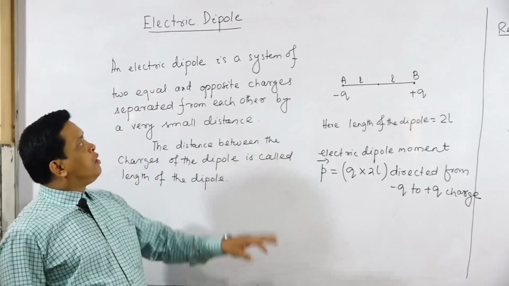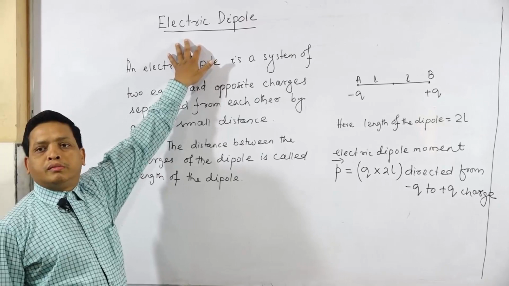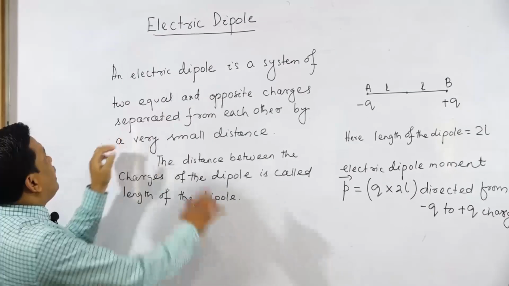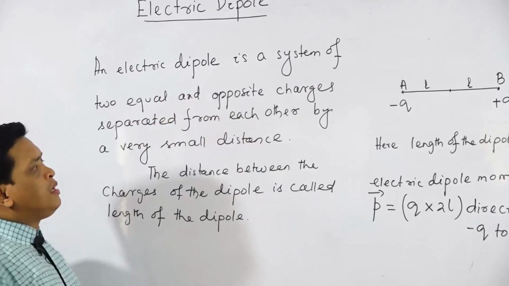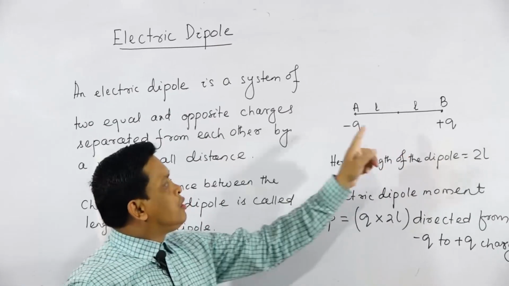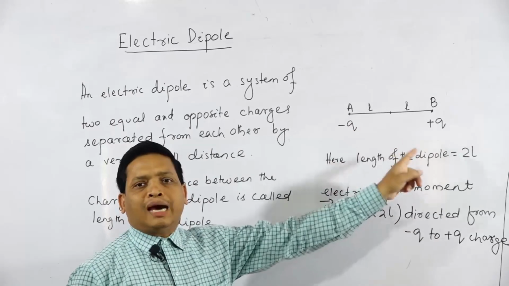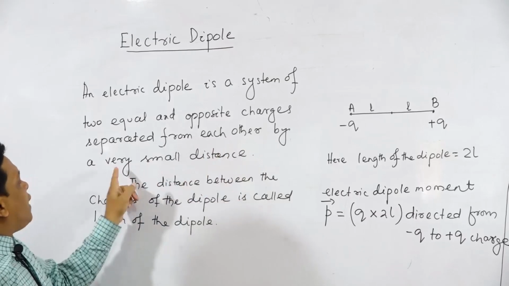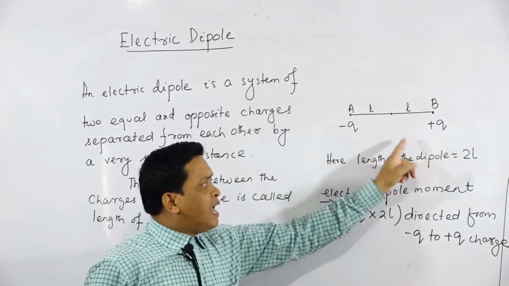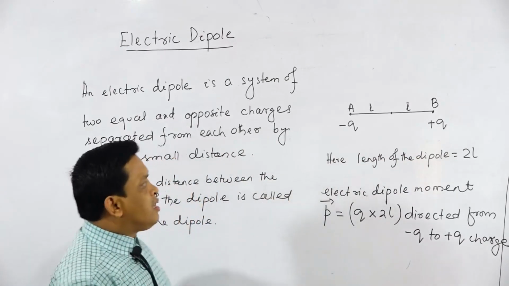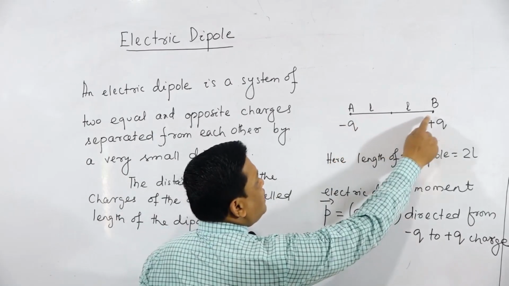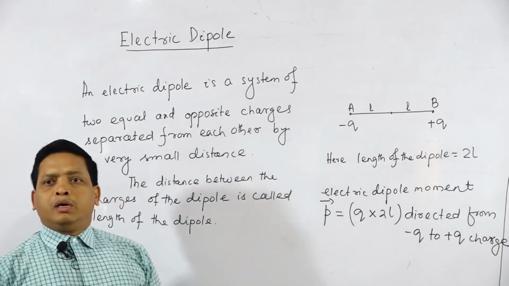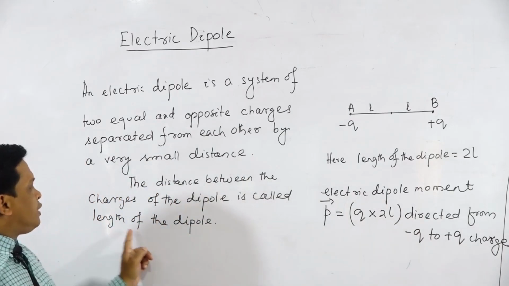Today we shall be discussing about electric dipole. An electric dipole is a system of two equal and opposite charges separated from each other by a very small distance. Mark here, this is the small distance. This distance of the dipole is known as the length of the dipole.